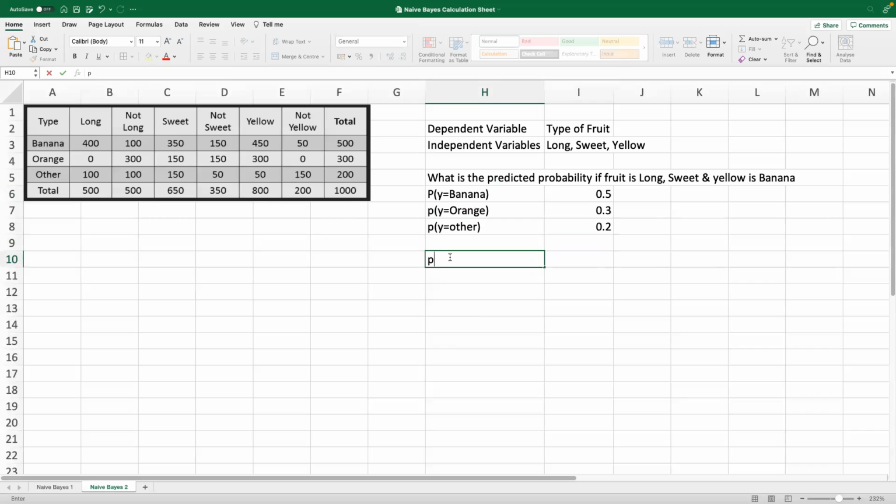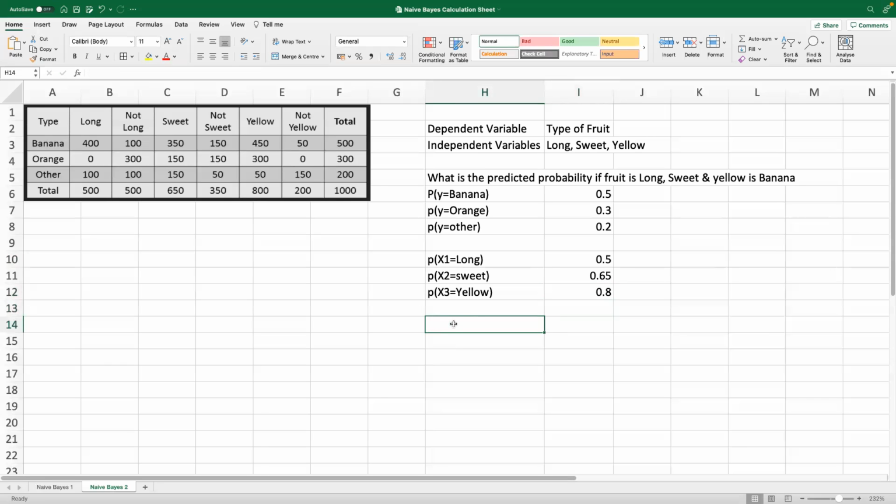Now, what we are trying to find is the probability of banana. Probability of x1 equal to long. What is the probability of variable 1 being long? How many longs are there in total? 500, so 500 by 1000. Probability of x2 equal to sweet. How many sweets are there? 650 divided by 1000. Probability of x3 equal to yellow. How many yellows are there? 800 divided by 1000.